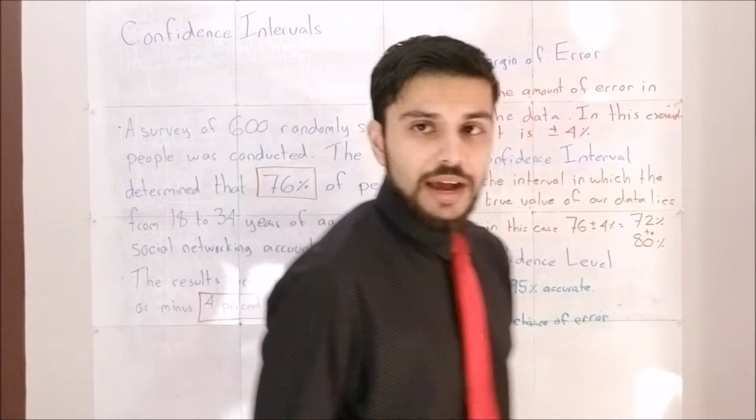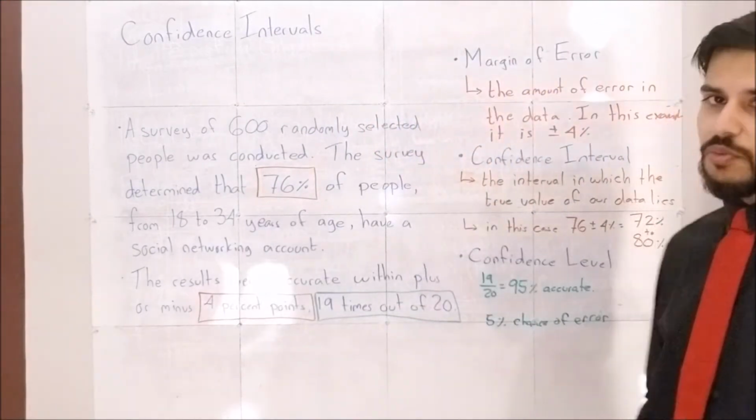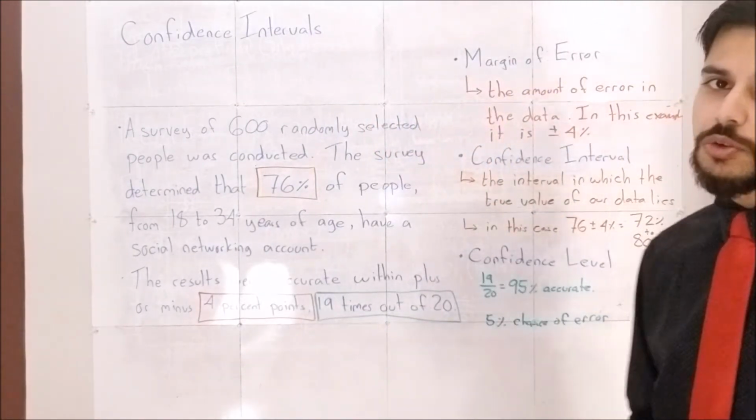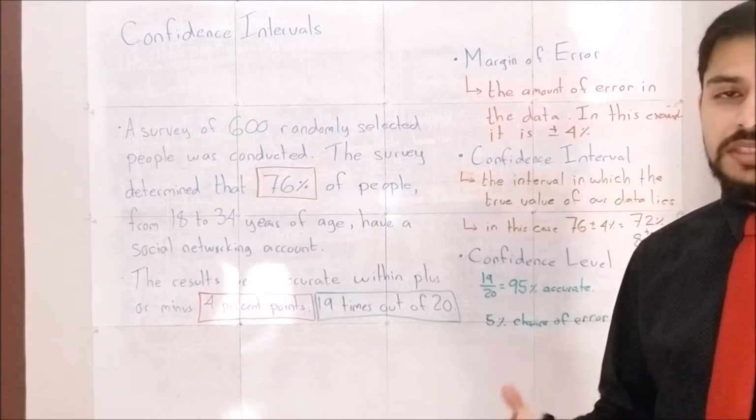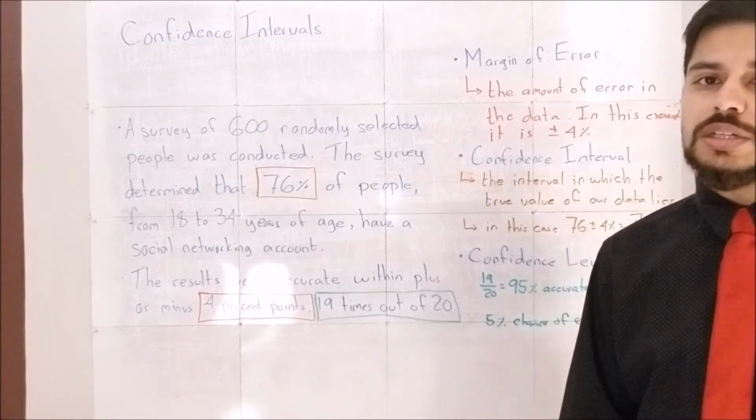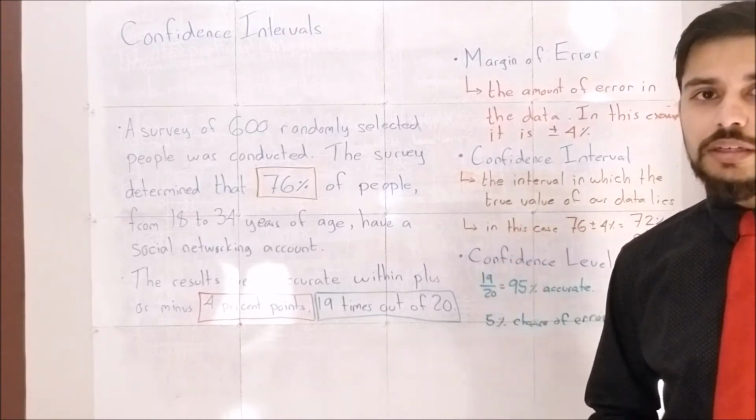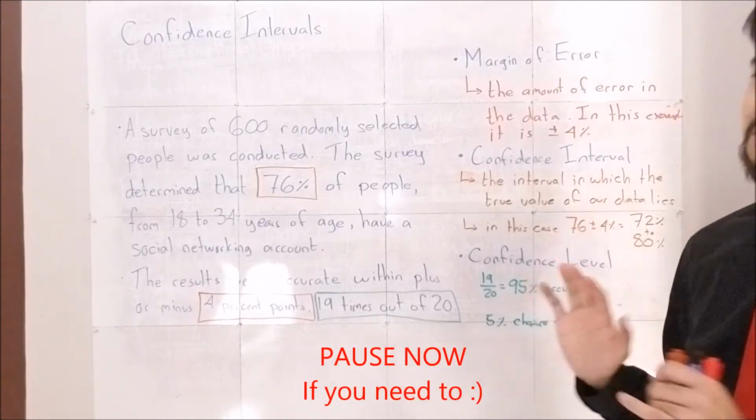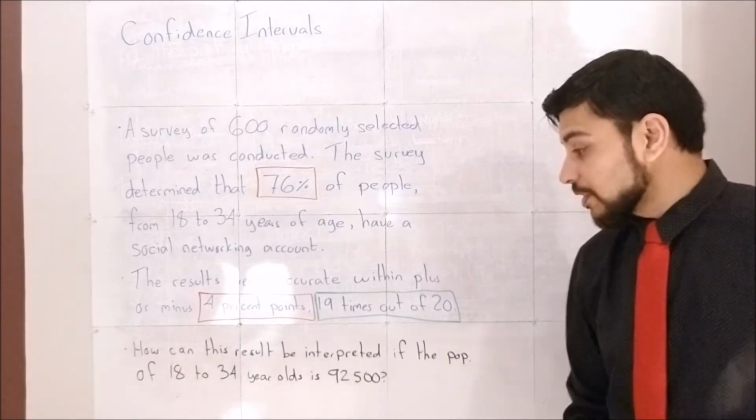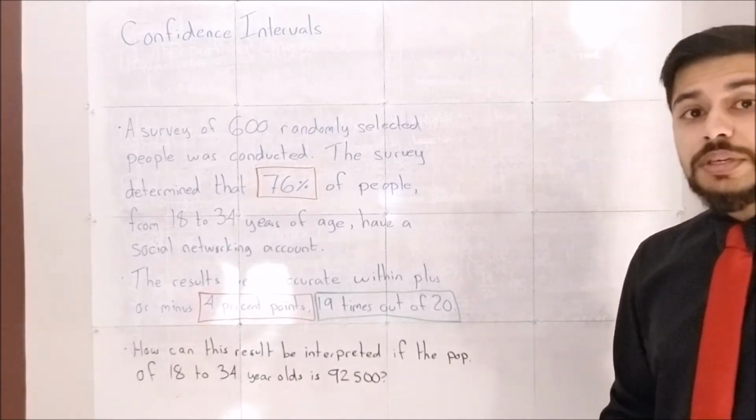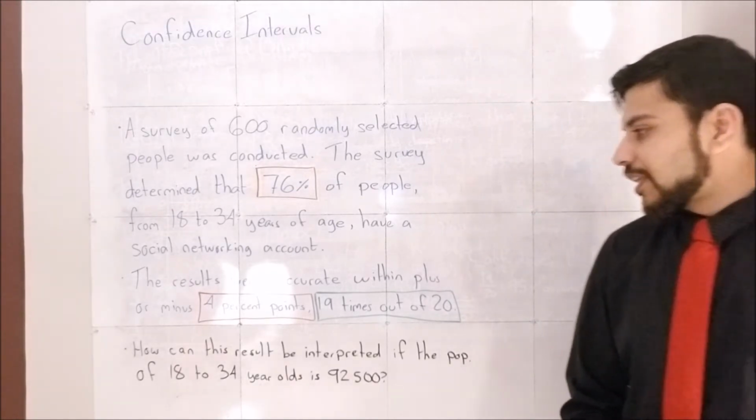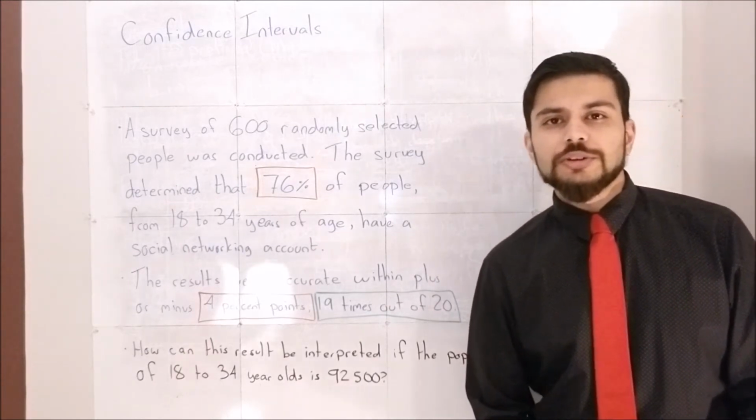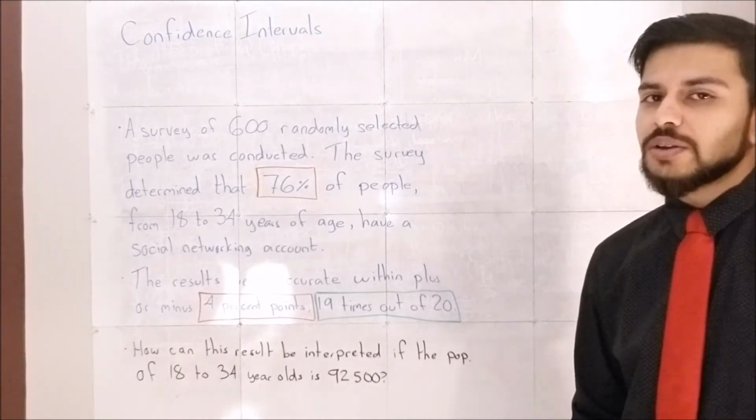Okay, so if I just step back for a moment, there's a lot of words here that doesn't really help us with the math so much. So let's keep the same problem, but let's add a stipulation in there and use this information to solve that. So I hope you have an opportunity to pause and get this information down, because some of it's going to disappear. Okay, so the stipulation that we're going to add is, how can this result be interpreted if the population of 18 to 34-year-olds is 92,500?